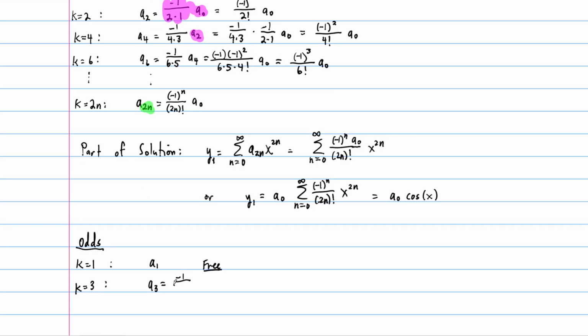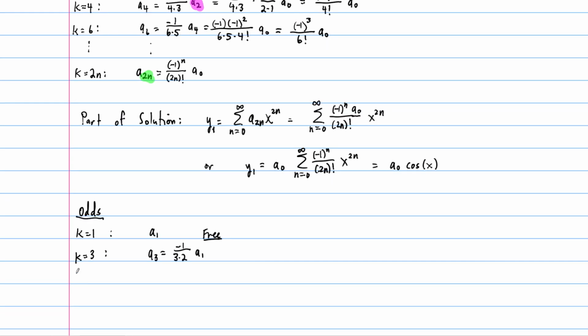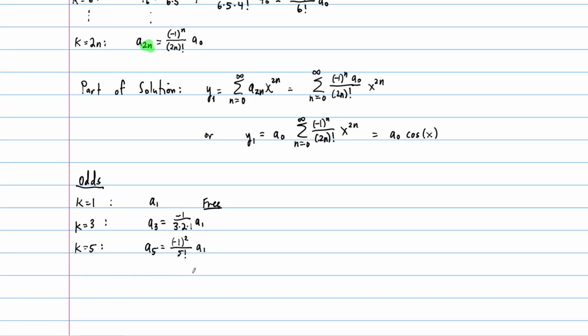So it's going to be negative 1 over 3 times 2 times a1. All right? The next one, k equals 5, is going to be a sub 5 equals negative 1 squared over 5 times 4 times 3 times 2. There's not a 1 here, but you can put it, right? Multiplying by 1 doesn't change anything. So this is going to be 5 factorial a sub 1 when you put it all together. And then if you get down to k equals 2n plus 1, so odd, you're going to find, and again, if you need to, and I recommend, pause the video here, just work this out and make sure you agree with everything I'm writing here.